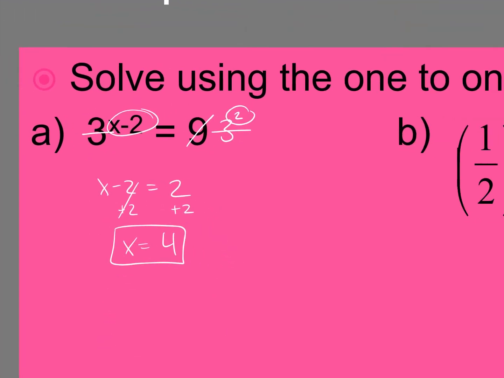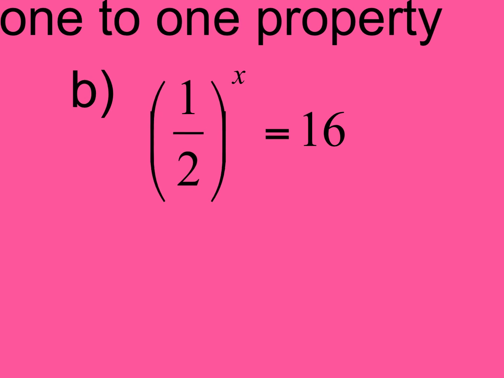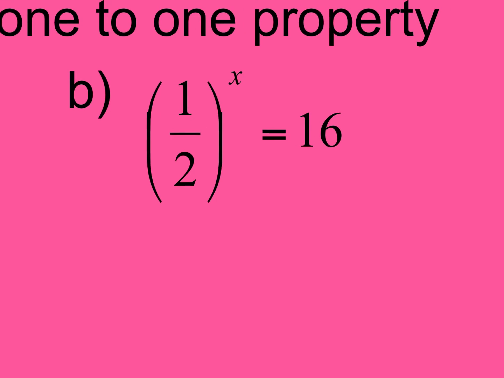Right, let's look at B. We want to do the same thing here, but remember, we don't want to change the value of something, we just want to change the way that it looks. So what do you think I can do? A negative exponent flips whatever the number is. So I could change this to 2 to the negative x power. I made my exponent negative and just flipped it.